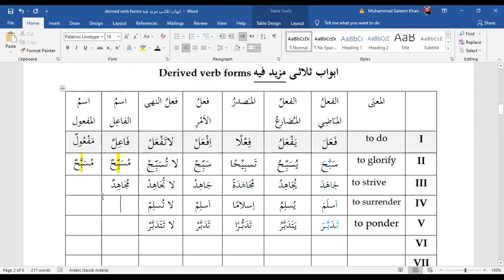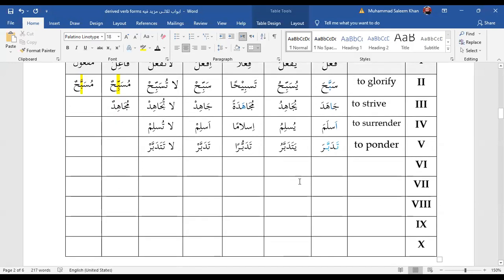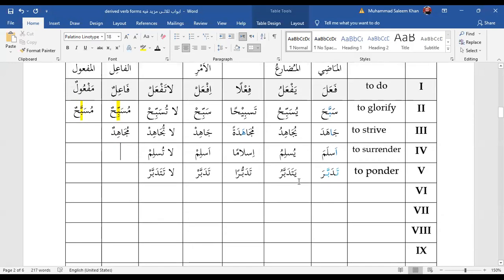Okay. Then we have the third one, which is jahada, yujahidu, mujahadatan. So in here we have alif, which is extra. And then we have fi'l al-amr is jahid, and fi'l al-nahi is la tujahid. And we will see today how to make ism al-fa'il from the third form of the verb, which is jahada yujahidu.